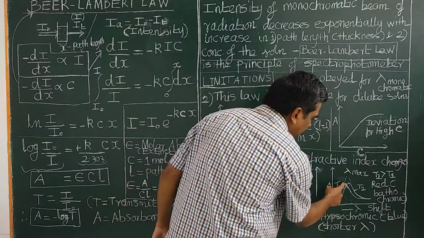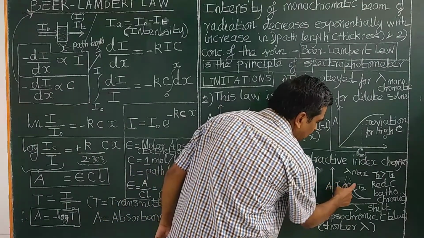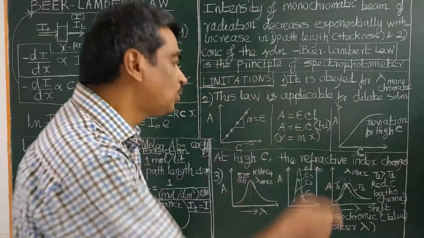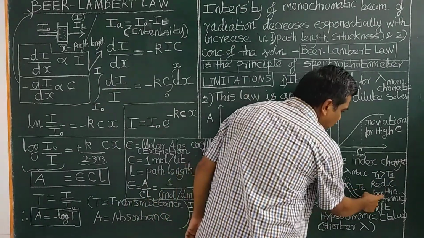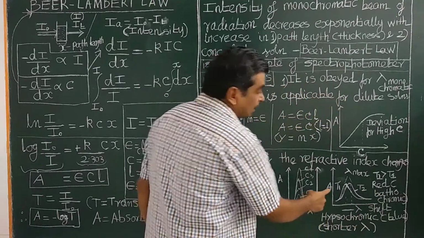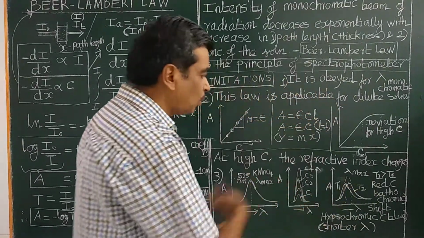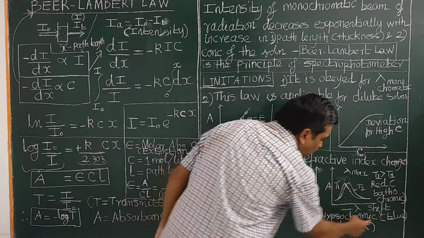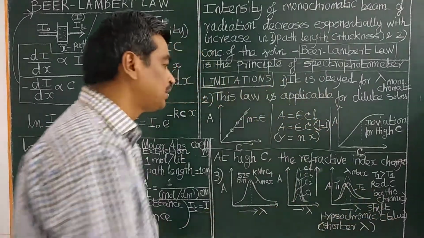At high temperature, the lambda max shifts to longer wavelength. That is called red shift, or bathochromic shift. And on cooling, the lambda max shifts to shorter wavelength, called blue shift or hypsochromic shift.